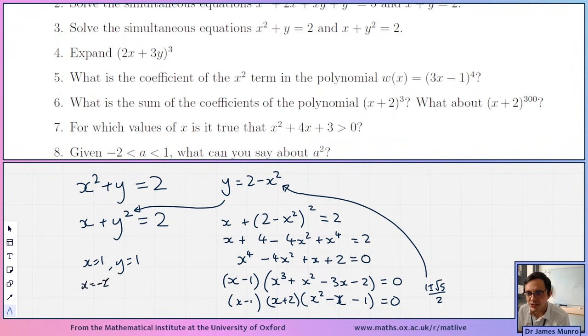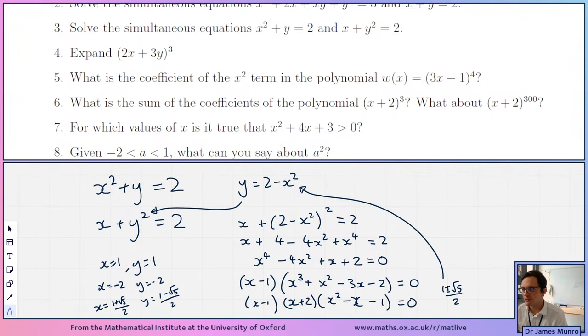I think minus 2, y equals minus 2 works. X equals 1 plus root 5 over 2. Y equals 1 minus root 5 over 2, or the other way around. Vice versa. This is a nice symmetry. X and Y, you can switch them around and you get the same equations, so you get the same answers. And that symmetry is something else I wanted to talk about. So it's kind of method of plug it in and then solve.